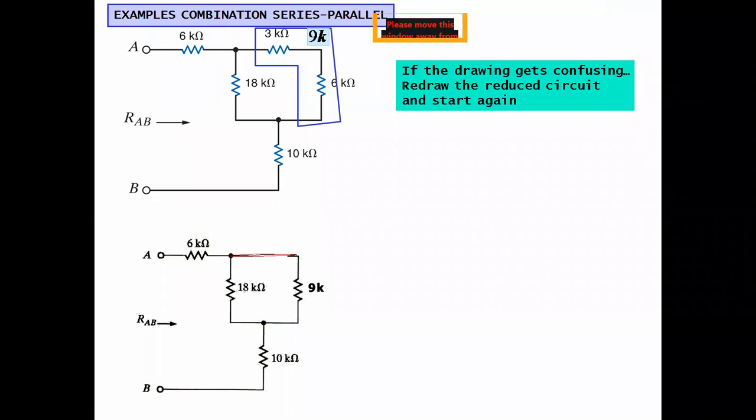So this is the simplified diagram where the 6 kilo ohm and 3 kilo ohm resistances are replaced by a 9 kilo ohm resistance. Now in this circuit we can see a 9 kilo ohm resistance and 18 kilo ohm resistance are in parallel, and this parallel combination is connected in series with 6 kilo ohm resistance and 10 kilo ohm resistance.